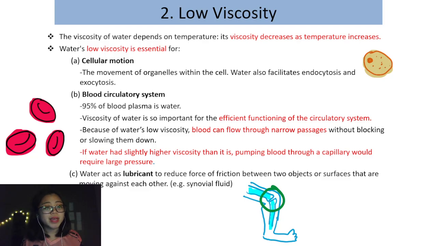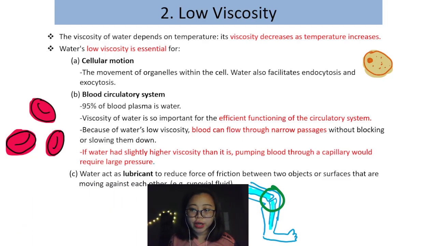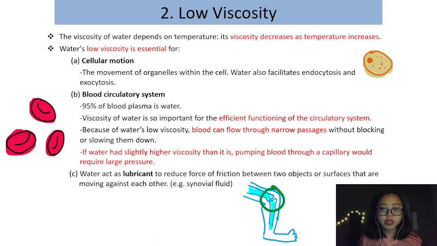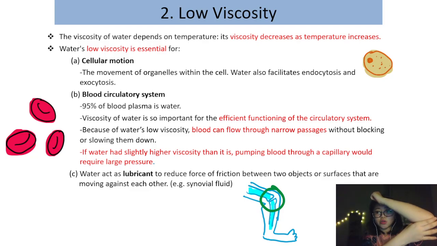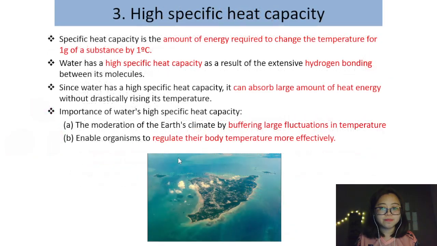Pretty much it. And last but not least, water will act as a lubricant to reduce the force of friction between two objects or surfaces that are moving against each other. So, for example, where it can be used as a lubricant is in your joints, in your knees, for example. Dalam kamu punya sendi. Okay, so in your joints, you will have synovial fluid between the two bones to make sure that they don't rub against each other and you don't hurt your own bones, basically.